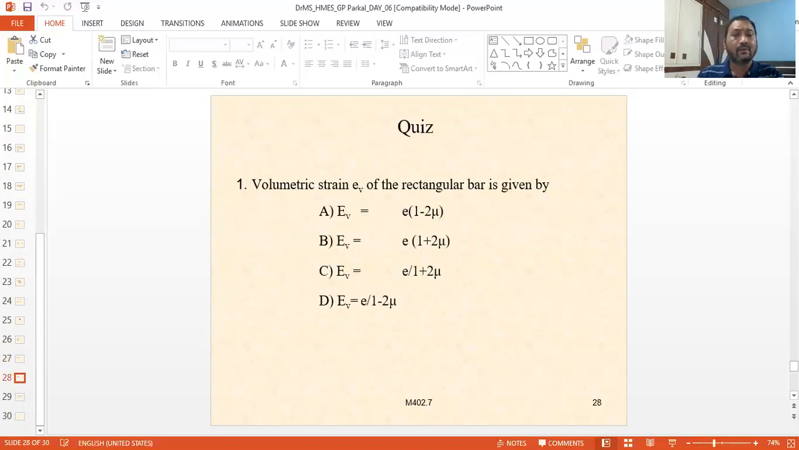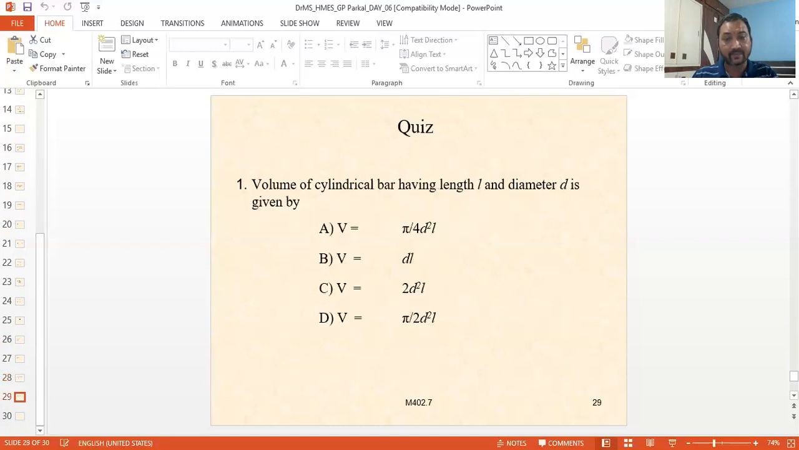Now we are going to have a small quiz. The volumetric strain of the rectangular bar is given by the equation: Option A, e into 1 minus 2 mu. Option B, e into 1 plus 2 mu. Option C, e by 1 plus 2 mu. Option D, e by 1 minus 2 mu. So we know that the volumetric strain is equal to e into 1 minus 2 mu. That is option A, the correct one.